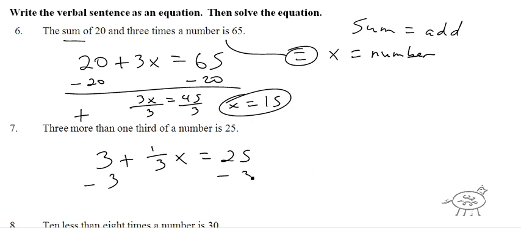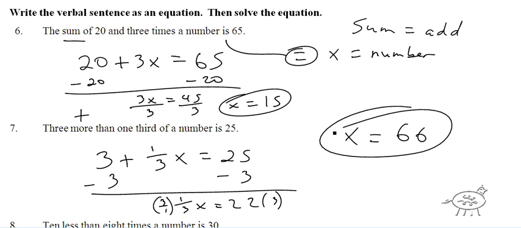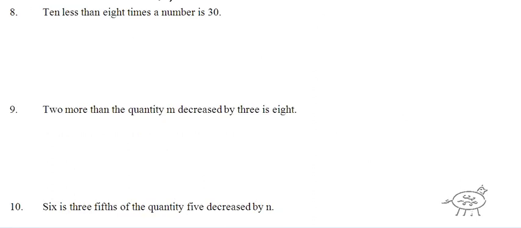Subtract 3. So you get 1/3 x equals 22. Multiply both sides by 3/1, or 3. So x equals 66. Okay, not too bad. Okay, number 8.